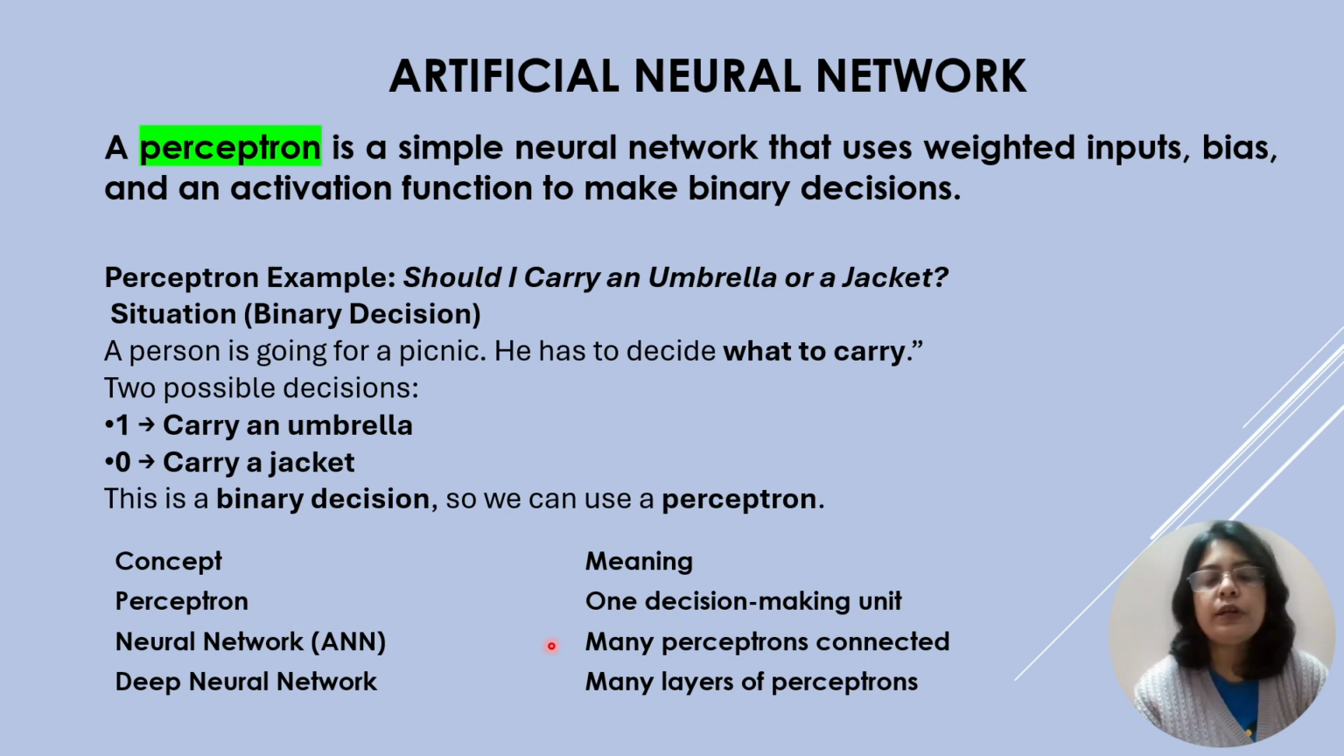So a perceptron is one decision making unit. A neural network is many perceptrons connected together. What is a deep neural network? Many layers of perceptrons. So let us try to understand a small perceptron concept.